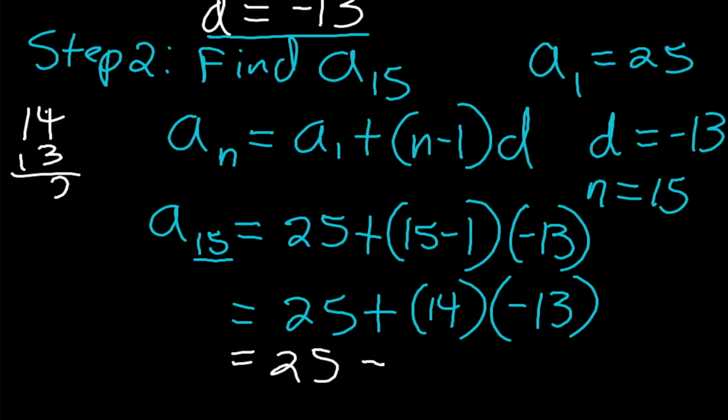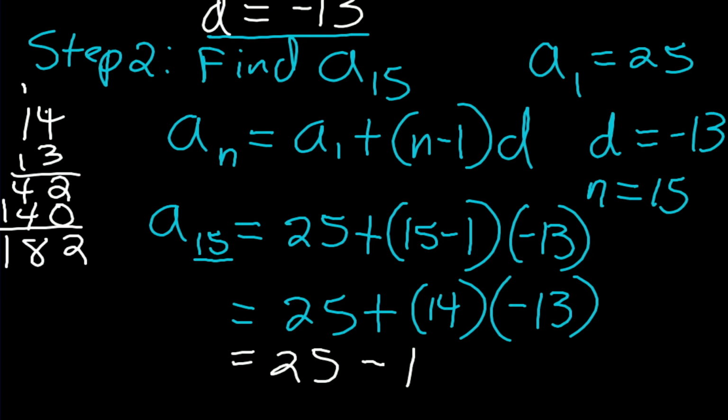3 times 4 is going to give me 12. Carry the 1. 3 times 1 is 3, plus 1 is 4. A 0 for a placeholder. 1 times 4 is 4. 1 times 1 is 1. Then we add. 2 plus 0 is 2. 4 plus 4 is 8. And bring down the 1. So it's going to be 182.